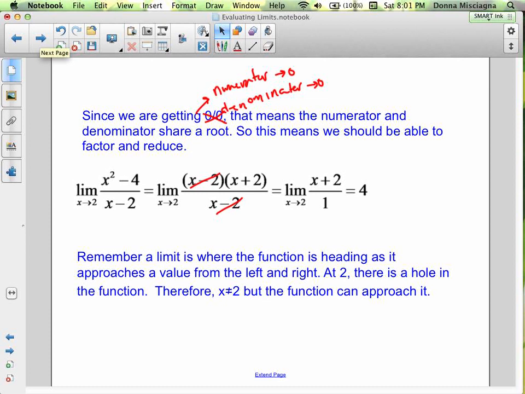So remember, a limit is where the function is heading as it approaches a value from the left and the right. At 2, there is a hole in the function. As a matter of fact, this looks just like a linear function if we graphed it, with a hole in it at 2. So therefore, x never equals 2, but the function can approach it. So it never equals 2, but it does approach it from the left-hand side and the right-hand side.